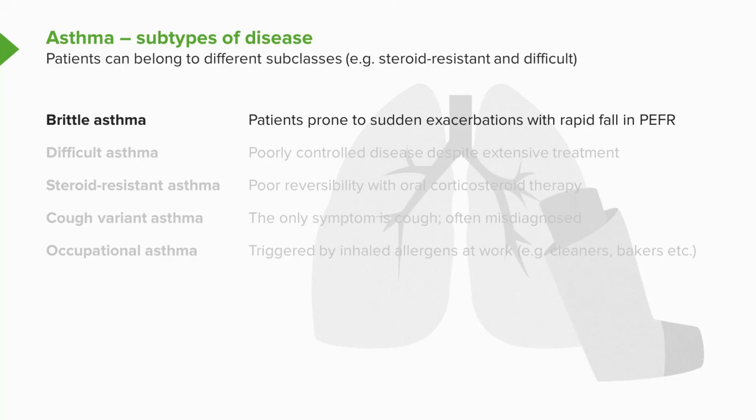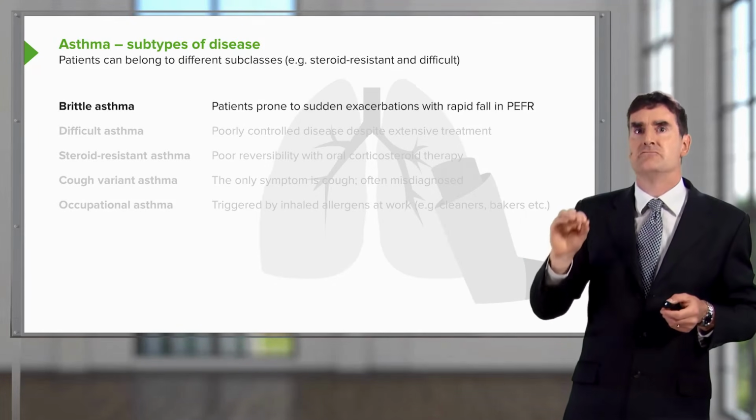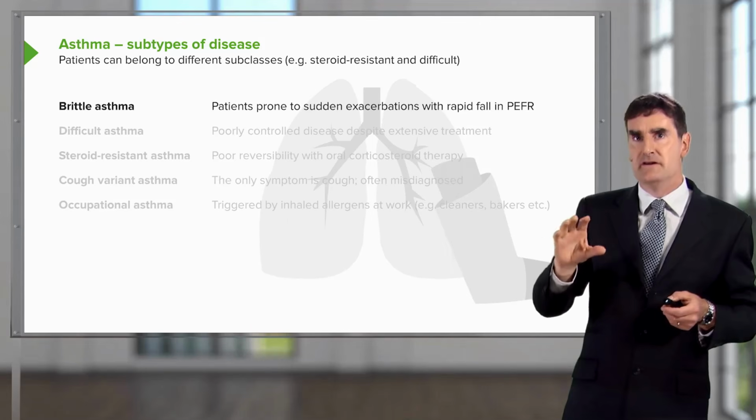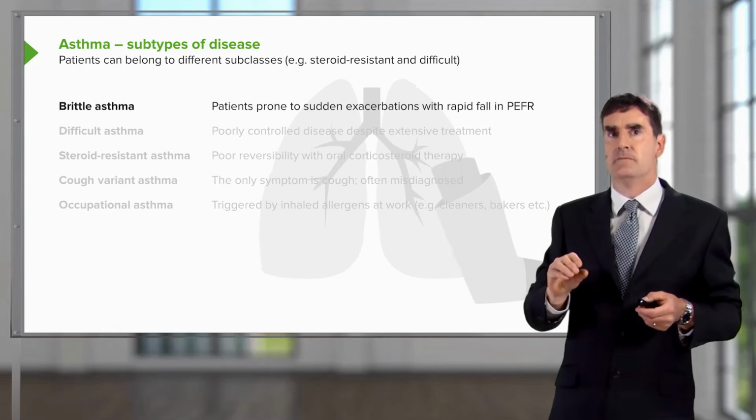I have a patient who went down into the kitchen one day feeling perfectly well, and next time she woke up, she was in hospital in intensive care. And what had happened is that somewhere in the kitchen, something had set off her asthma attack. And fortunately, the postman found her when he came to deliver a parcel that day. Otherwise, she would have been dead. That's brittle asthma. Very rapid attacks, rapid falls in peak flow, very severe, and because of that, very dangerous disease.